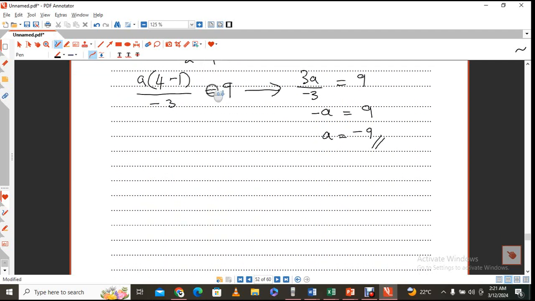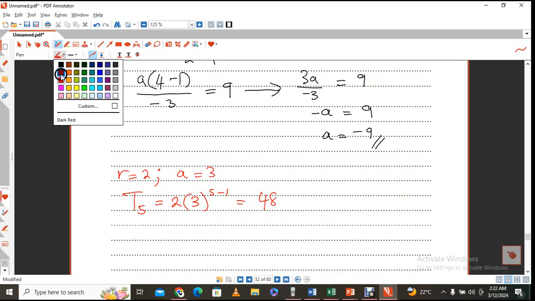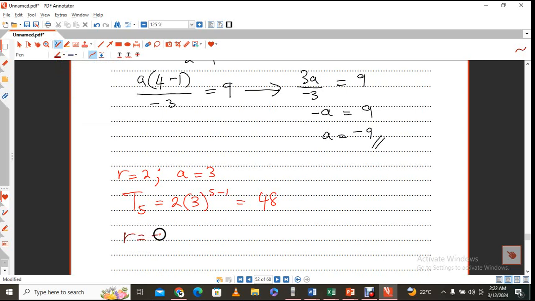So I have therefore the two possibilities. Let's just write down what I have so far. You can always rewind the video. So I know that if r equals 2, then a equals 3. That means if I want to find the fifth term, I will be saying a, which is 2 times 3 raised to the power of 5 minus 1. Of course, that just gives me an answer. Then I can grab my calculator and you'll get 48. Then the other one, that is r equals negative 2, and then the value of a was negative 9. So the fifth term would be that r value or a value, which in this case the a is negative 9.